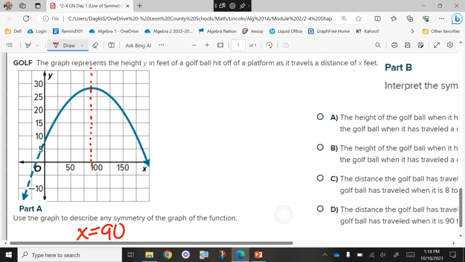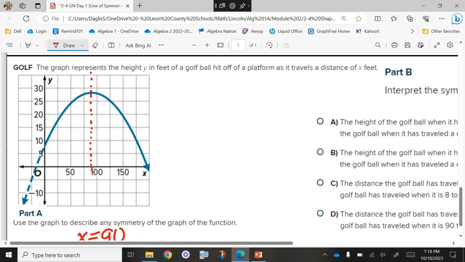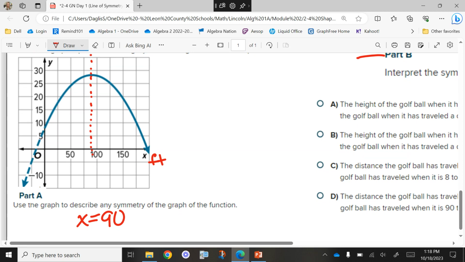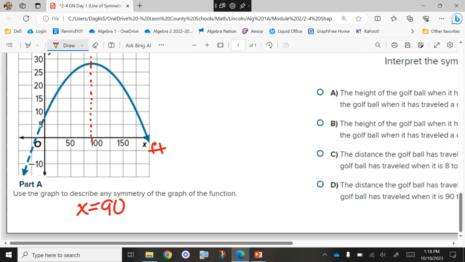What does that mean about the golf ball? It says x feet, so this is horizontal feet, right? So it went up 90 feet in the air? It did not. It went out 90 feet. So the x is the horizontal distance. So it reached max height at 90 feet horizontally.